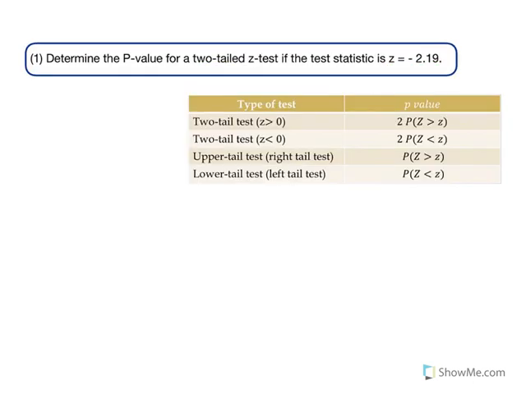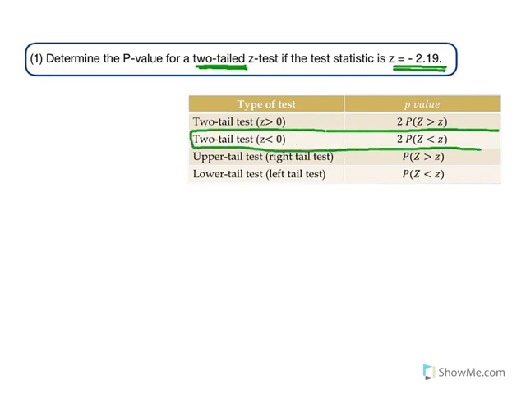Determine the p-value for a two-tailed z-test if the test statistic z is negative 2.19. So you look at the table that I have. This table, you need to know it by heart, yeah? And so you look in the table, what is the situation that I have? It says it's two-tailed, so you either have to choose this one or that one, but because the test statistic is negative, you immediately know that this will be your formula for the p-value.